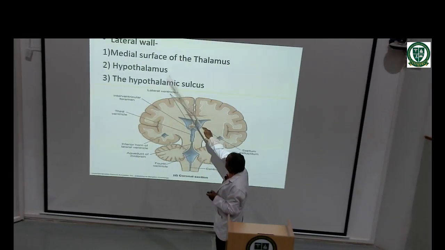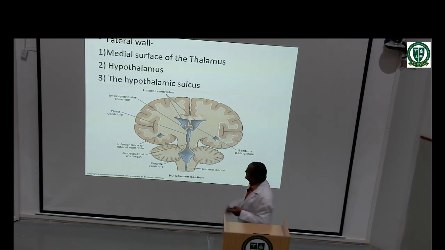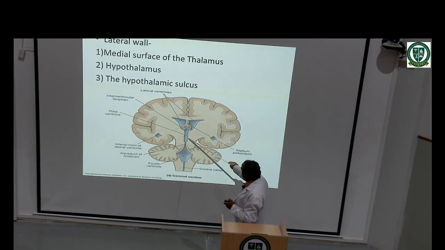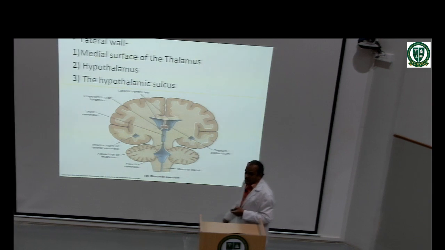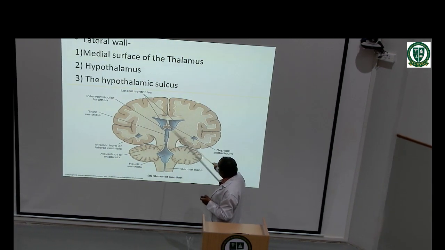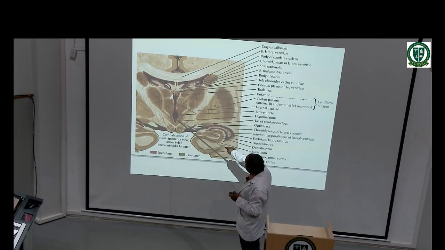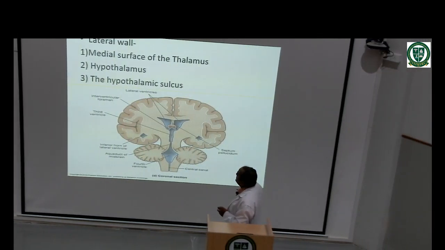Next, hypothalamus. That is also the medial surface, the medial surface of the hypothalamus. Next, hypothalamic sulcus. There is a sulcus between the thalamus and hypothalamus, and that is also one part of the lateral wall. So here you will get the hypothalamic sulcus. Okay.